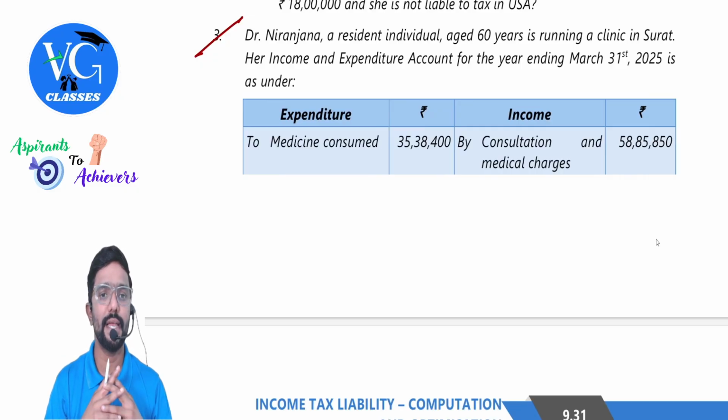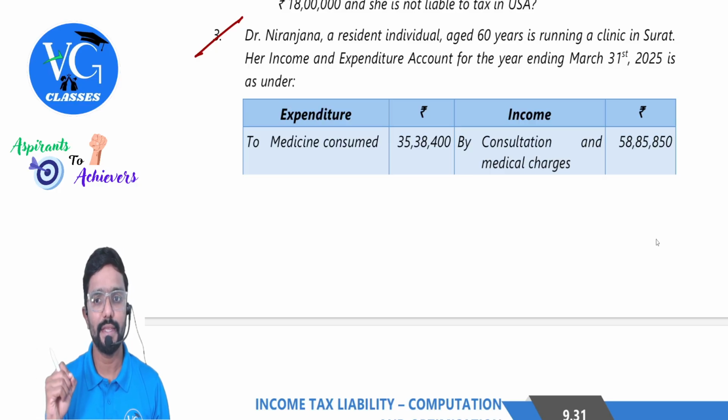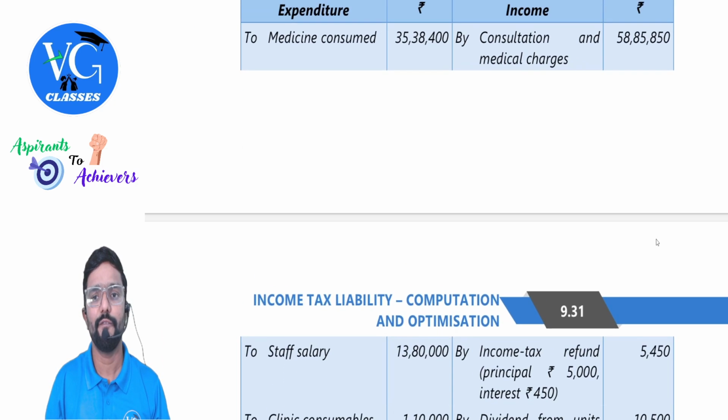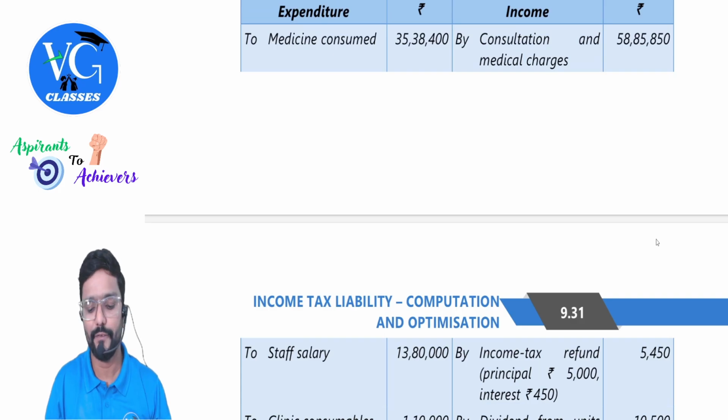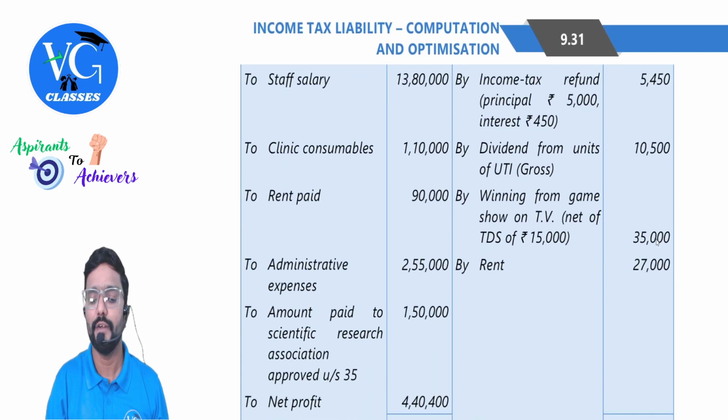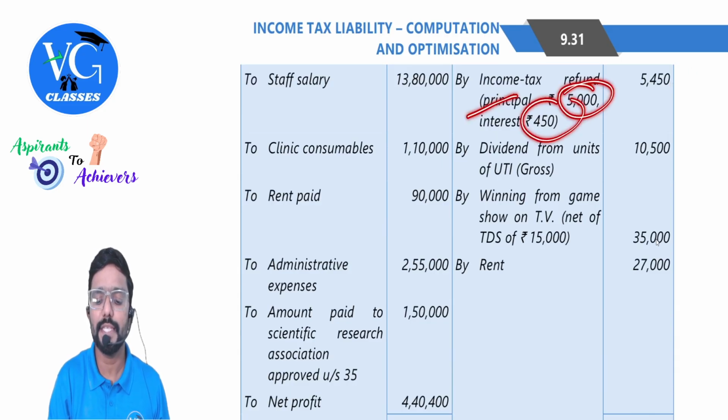Dr. Niranjana, a resident individual aged 60 years, is running a clinic in Surat. Her income and expenditure account for the year ending 31st March 2025 is as under. That is for our previous year. Let us see one side at a time. First, income side. By consultation and medical charges, 58,85,850. Income tax refund, 5,450. In that, principal is 5,000 and interest is 450.